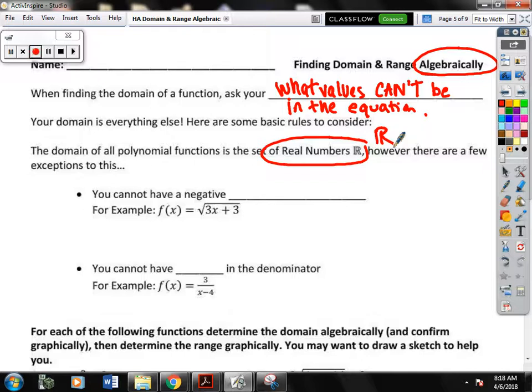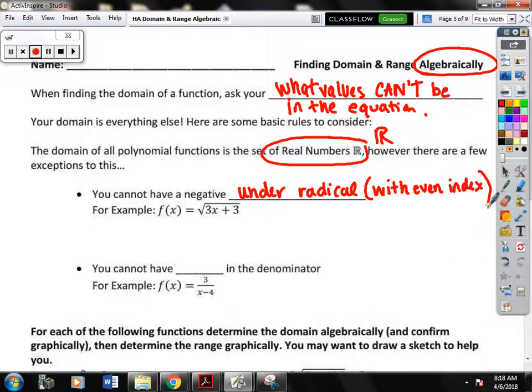So the first one is your square root. You cannot have a negative under the radical. And I should say under the radical of an even index. So a square root, a fourth root, a sixth root, an eighth root. You can have a negative under the cube root, right? Cube root of negative 8 is negative 2. So it's just when you have a square root.